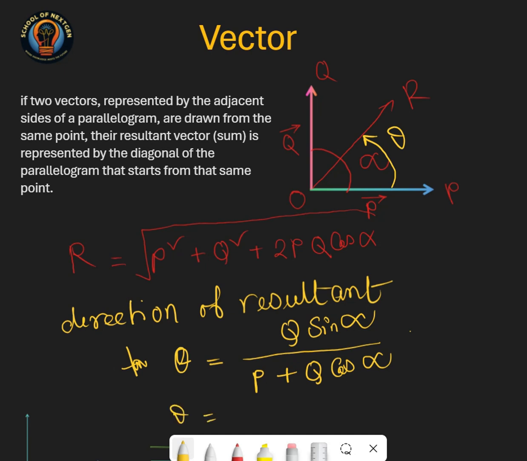Nothing but theta is equal to tan inverse of Q sin alpha over P plus Q cos alpha. So this is the value of theta.